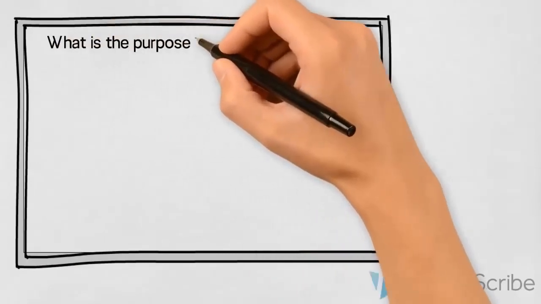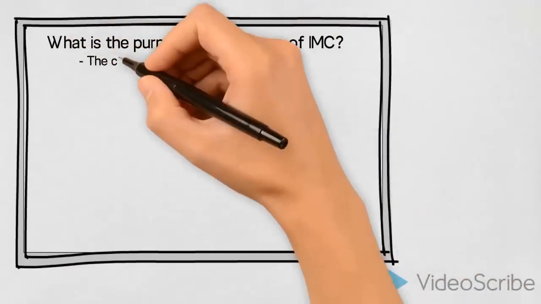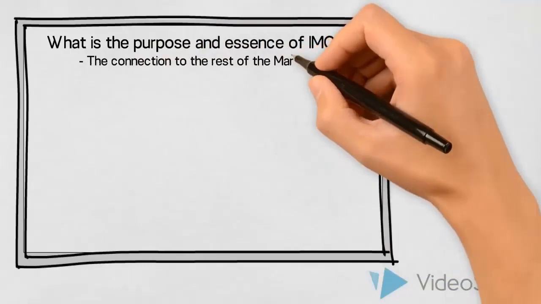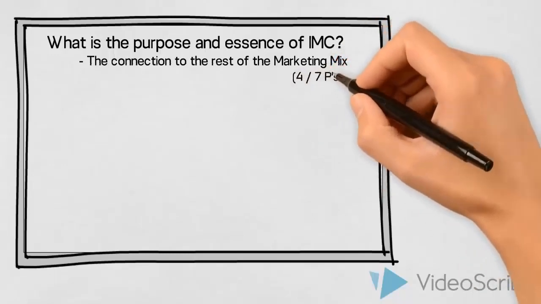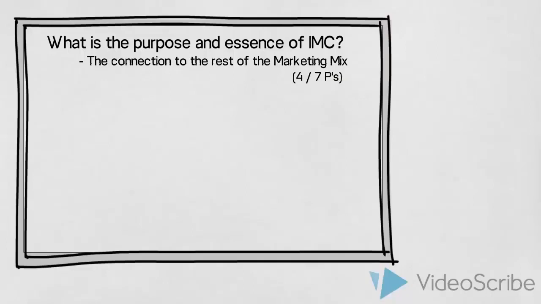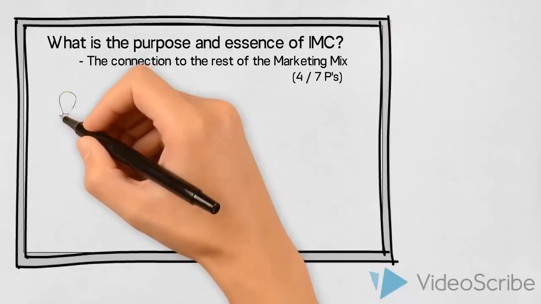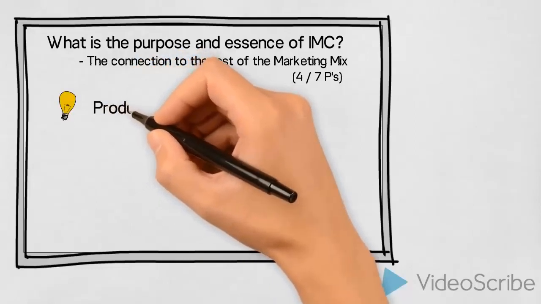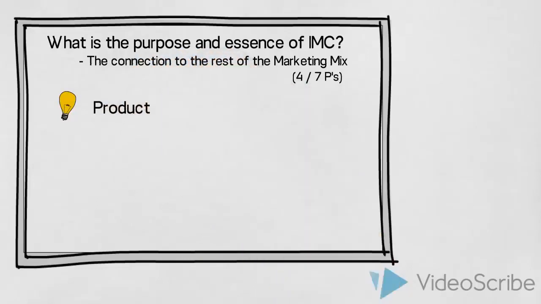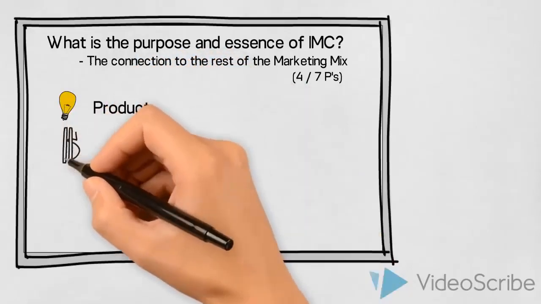What is the purpose and essence of an integrated marketing campaign, and what is the connection to the rest of the marketing mix? When you are asked to design the marketing mix, you need to make decisions on 4 or 7 core elements, also known as the 4 or the 7 Ps. First of all, any issues concerning the product. This would include packaging and all other elements in connection with the product.